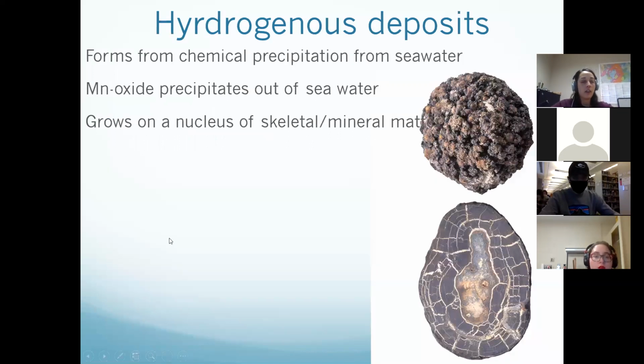Alrighty. So the third type, I spelled this wrong, is hydrogenous deposits. So these form from chemical precipitations from seawater, right? Hydro, water. This is chemical precipitations from the seawater. So a really popular one is manganese oxide precipitates. And they're mostly what you're going to find in seawater. You'll find other precipitates in springs or river water or basically anything that's not salty, but in seawater especially, you find manganese oxides.